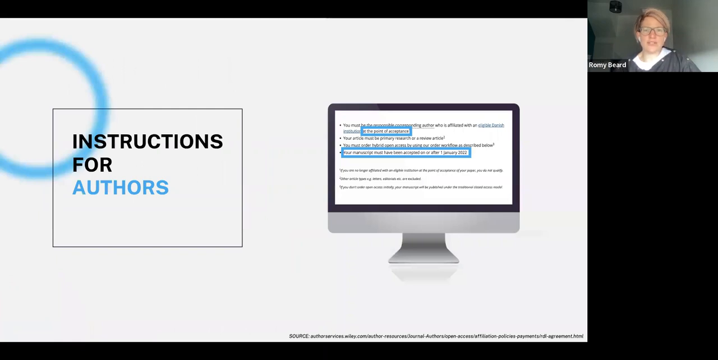The other thing I dug out in the instructions for authors is that it's at the point of acceptance. So it's the acceptance date that triggers the count towards the agreement. So something to bear in mind: if you make a submission towards the end of the year, you could get accepted in January, so you're part of the new quota, whereas if it's accepted at the very end of the year, you might go over the quota. That's not always in the control of the authors, of course, when they get accepted. So a bit of a delay there.